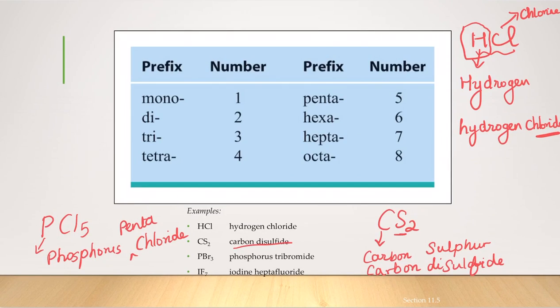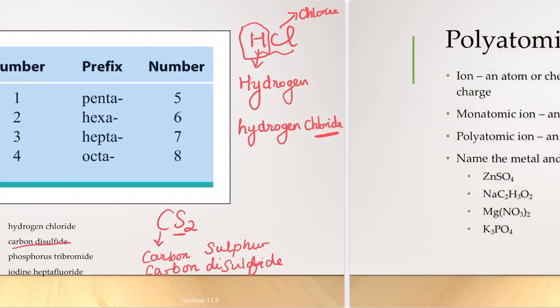Usually if there is only one atom, you won't put a prefix of mono in the front. But if there is only one atom in the non-metal part, say for example this is carbon and this is oxygen, it's called carbon monoxide. So you'll only use mono when it is present in the non-metal.